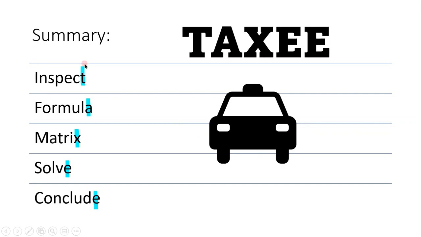So you can remember this by a simple acronym, TAXEE. So inspect, to make sure that you can obviously see that you're going to need to go through this process, apply the formula, put it into matrix form, solve using Gauss elimination, and then conclude.